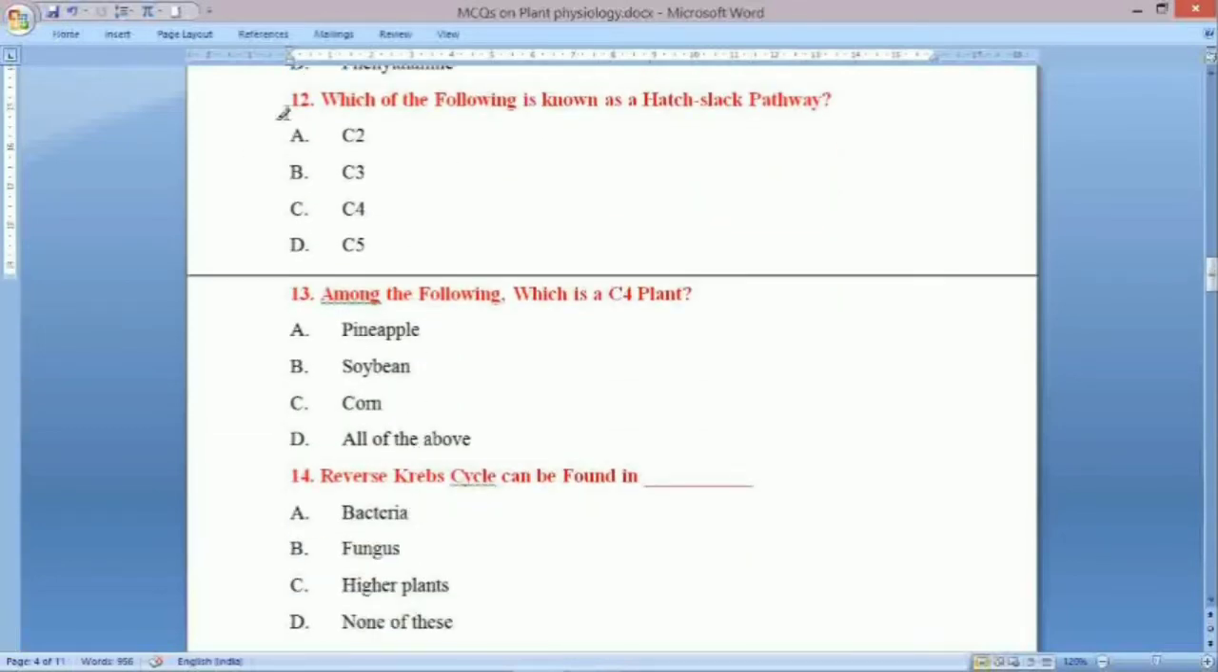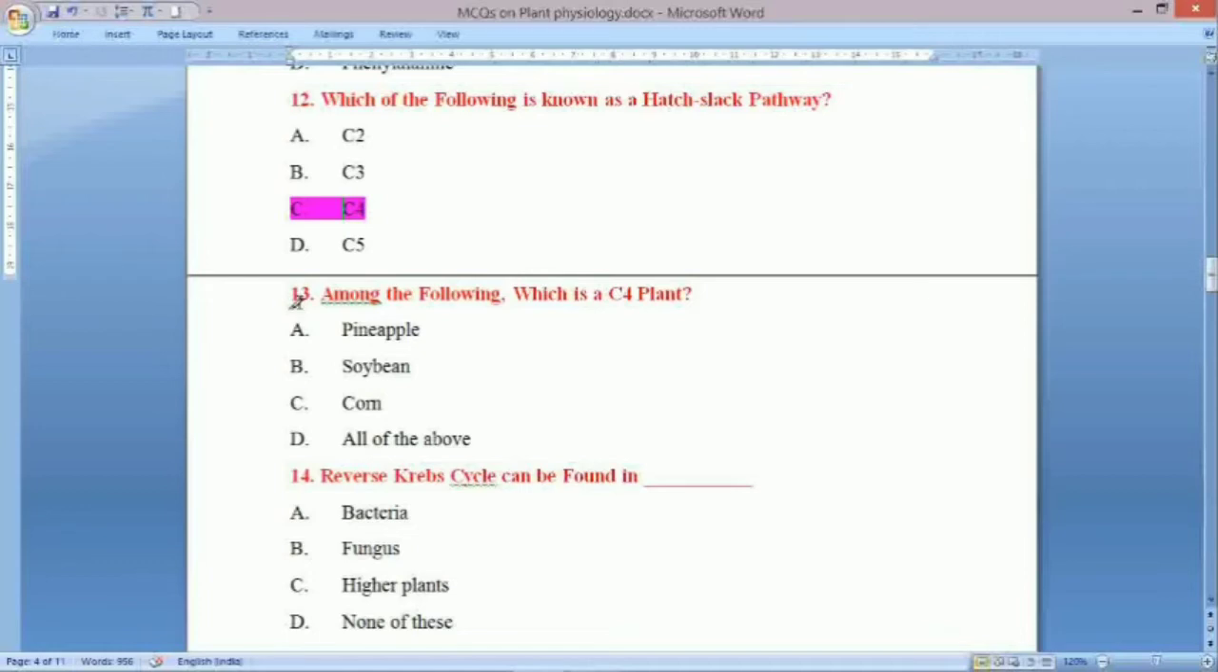Next question, question number 12. Which of the following is known as the Hatch-Slack pathway? And option is A, C2, B, C3, C, C4, and D, C5. And here the right answer is option C, C4.